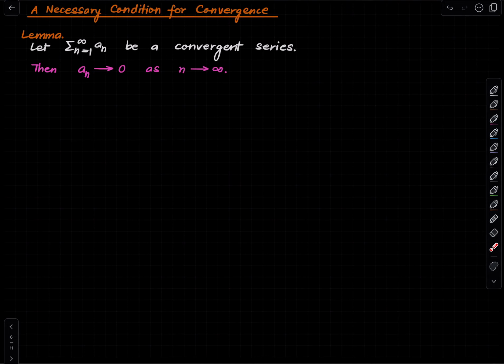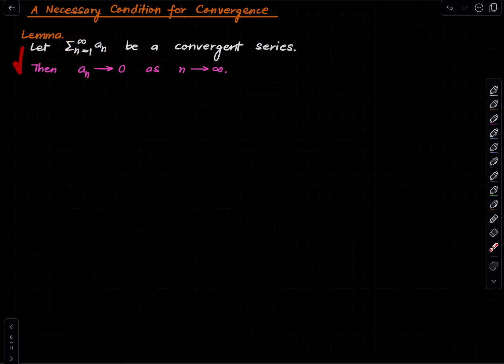So now, a necessary condition for convergence. What are we saying? Suppose we have a convergent series given to us. Then we are claiming that this must necessarily happen, that the nth term must go to 0. We are not saying that if this happens, then the reverse happens. We'll see an example where the nth term converges to 0, but still the series doesn't converge to anything.